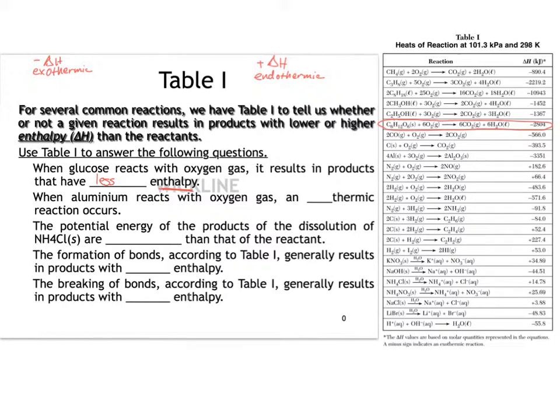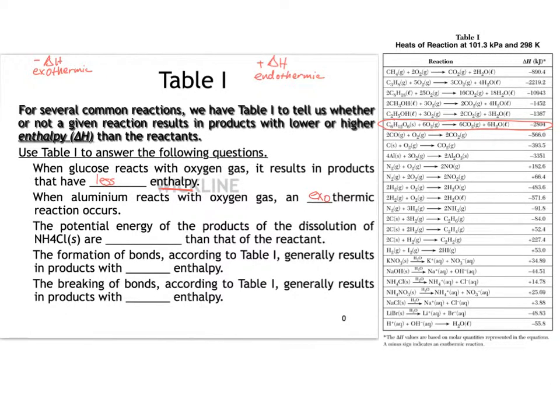Next up, when aluminum reacts with oxygen gas, a blank type of reaction occurs. So let's find the aluminum and oxygen reaction. It's right here. So here's aluminum reacting with oxygen, and it's negative 3351. So that means we have an exothermic reaction going on.